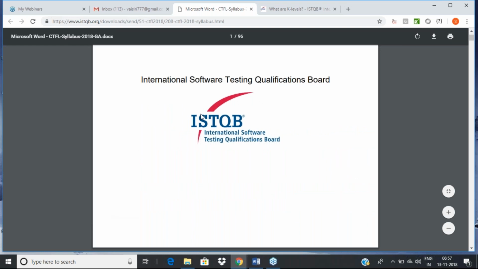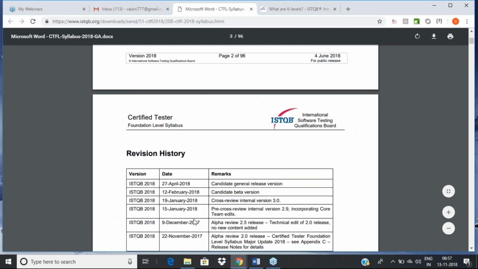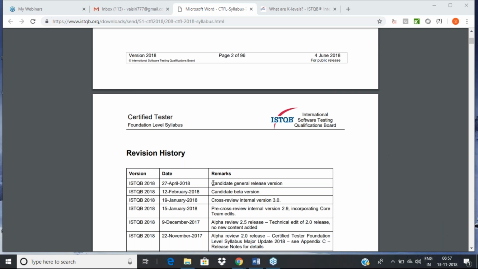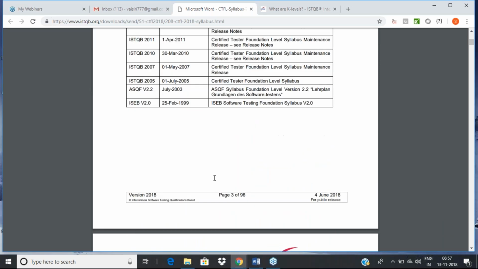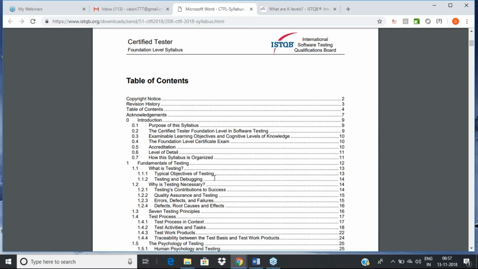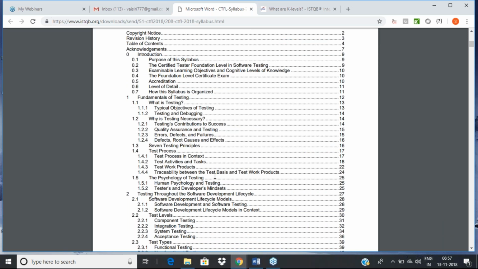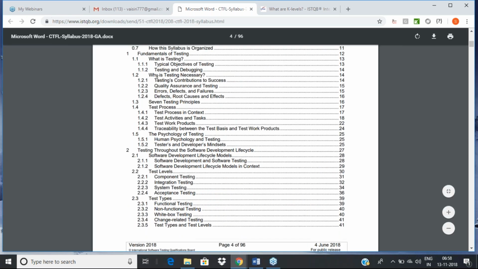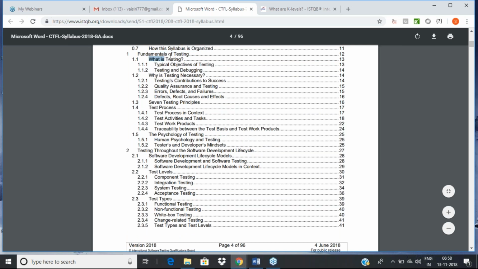Okay. So any other questions? Yeah, it's 1 hour, 40 questions, and you have to get at least 26 correct, which is 65%. And here is the syllabus. The first chapter is all about fundamentals of testing. You will understand what is testing, typical objectives of testing, the difference between testing and debugging. So we just saw one question there.